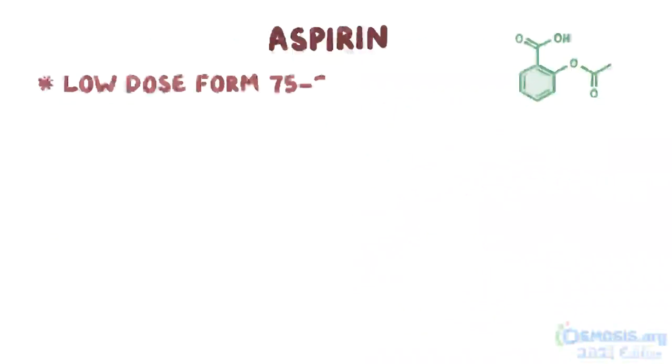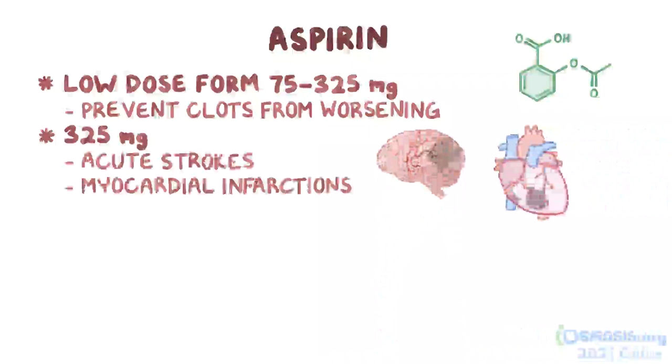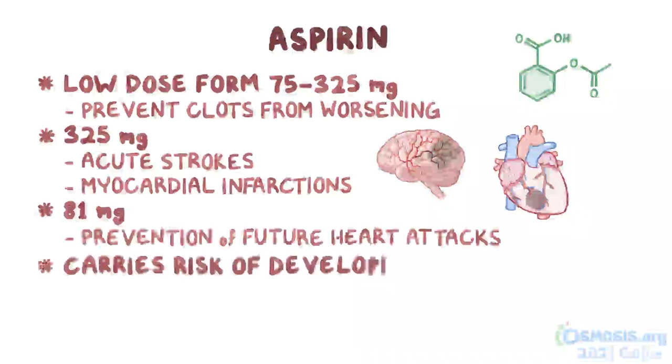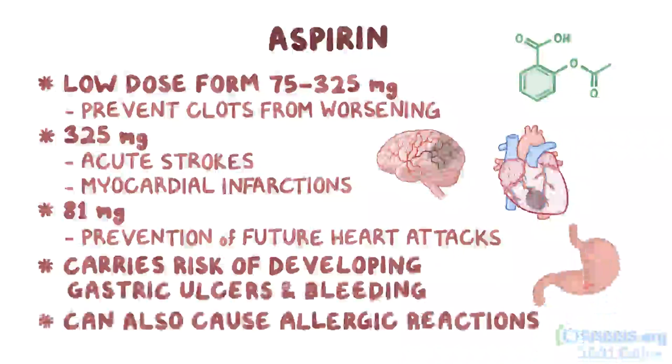Aspirin, as an antiplatelet medication, gets used in a low-dose form of 75 to 325 milligrams in several clinical situations to prevent clots from worsening. 325 milligram aspirin tablets are used for the treatment of acute strokes and myocardial infarctions, or heart attacks. Low doses of aspirin in the form of 81 milligram tablets also get used for the prophylaxis or prevention of future heart attacks in high-risk individuals. Aspirin, when used as an antiplatelet in low-dose formulations, carries the risk of developing gastric ulcers, as well as bleeding. Aspirin can also cause allergic reactions at low doses. Patients with aspirin allergy can develop bronchoconstriction, or narrowing of the airways, causing shortness of breath and wheezing.